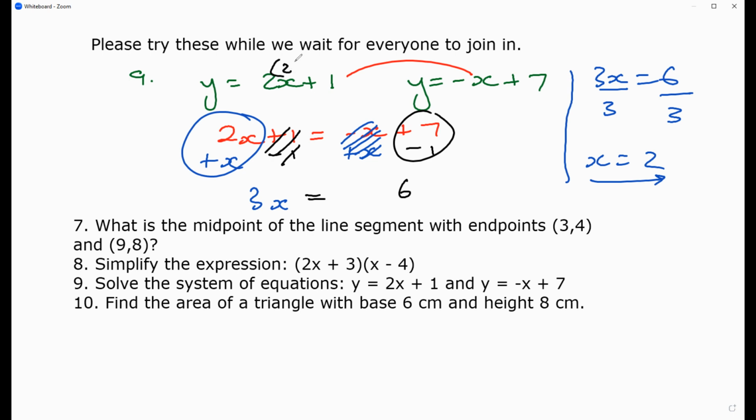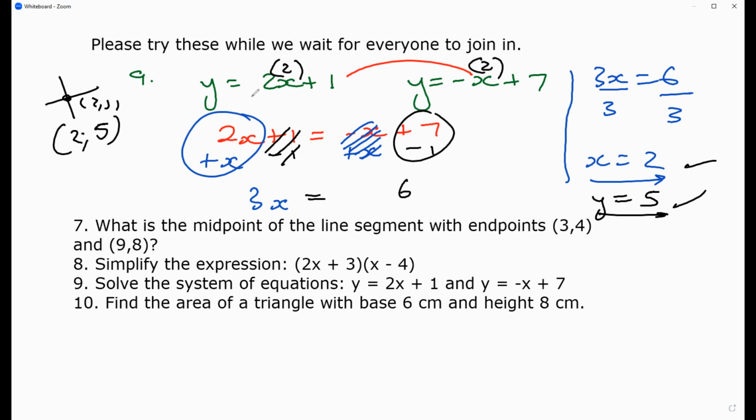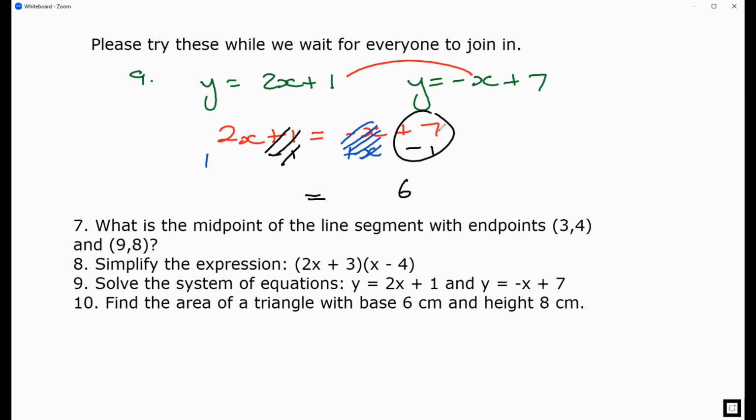So I can put 2 in here, or I can put 2 in here. Negative 2 plus 7 would get me y equals 5. 2 times 2 is 4 plus 1 is 5. So that's going to be my x, and that's going to be my y. And that's actually a coordinate. It's a coordinate of the intersection of two lines. The one line being this one, 2x plus 1, and the other one being that one, negative x plus 7. All right, question number 9 done.